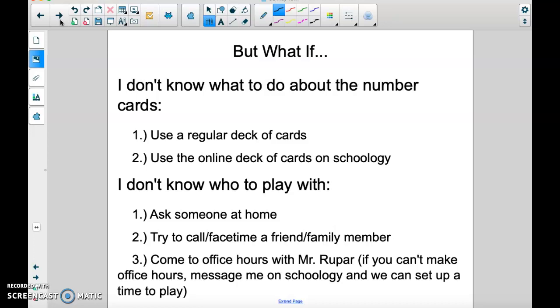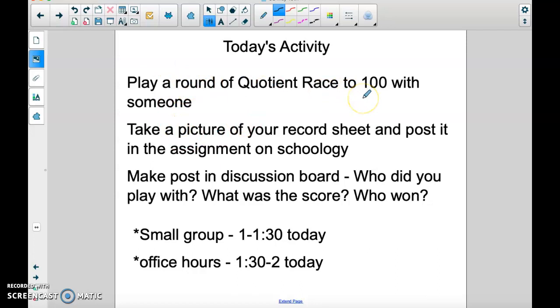If you can't make it to office hours, then just message me on Schoology and we can set up a time to play, all right? I'd be more than happy to play with anybody, help you out. But please just let me know. So what you're doing for today is you're going to play just one round of quotient race to 100 with someone. If you want to do more than that, that's totally fine, but you're only responsible for one round.